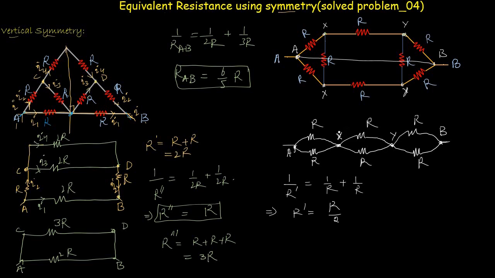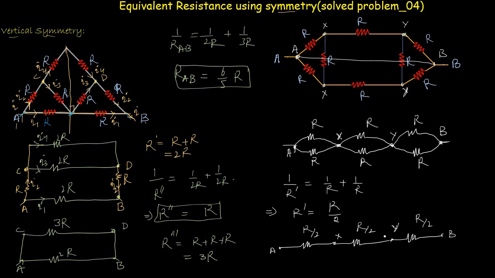So now let's replace these two resistors, these two resistors, and these two resistors by their equivalent resistance. So let's say this point is point A. Now let's replace these two resistors by their equivalent resistance, which is R divided by 2, and this is point X. The equivalent of these two resistors is this one, which is R divided by 2, and this is point Y, and the equivalent of these two resistors is R divided by 2 also, and this is point B.